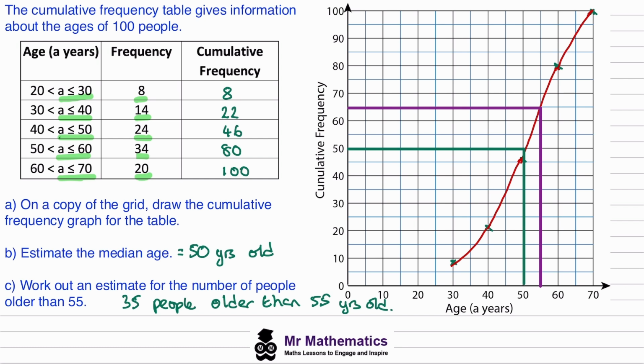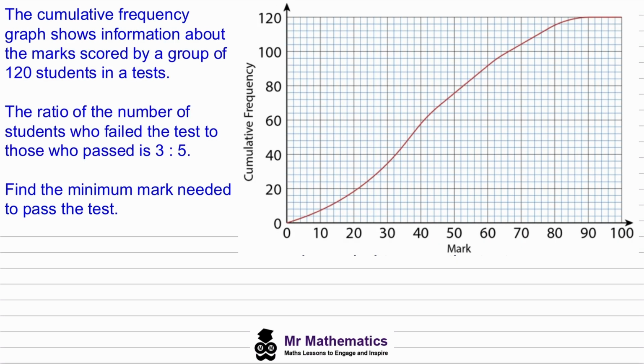Let's try one more question. So finally, this is a problem-solving question, which is coming up more now in exam papers. We're told that a cumulative frequency graph shows information about the marks scored by a group of 120 students, and the ratio of the number of students who failed the test to those who passed is 3 to 5. We've been asked to find the minimum mark needed to pass the test. So again, perhaps you want to try this question yourself. You can pause the video, and when you come back, you can check your solution against mine.